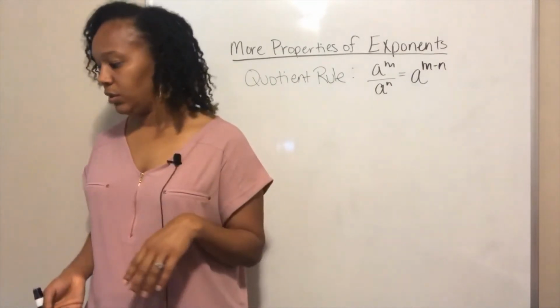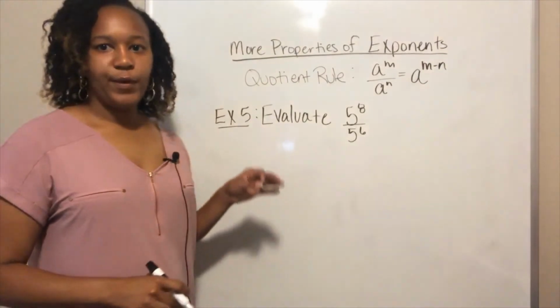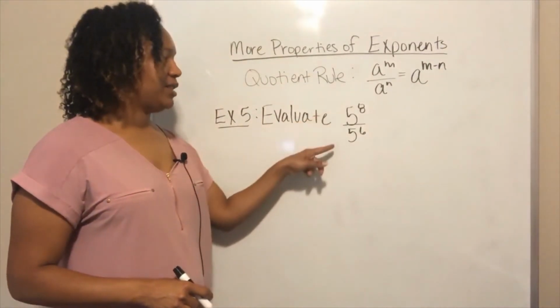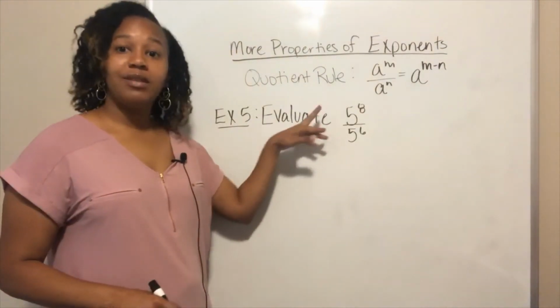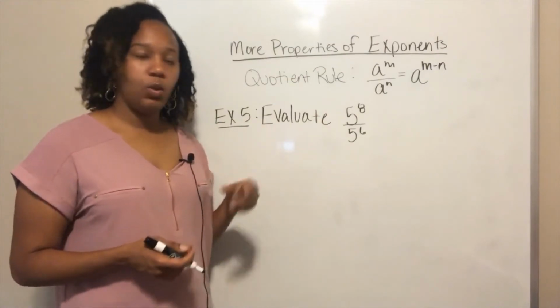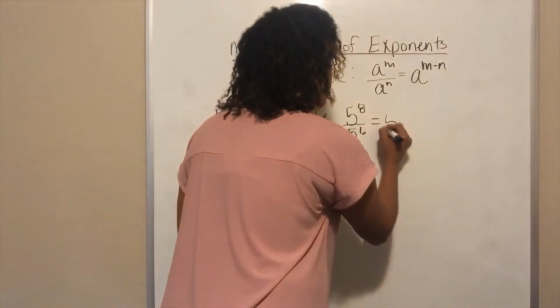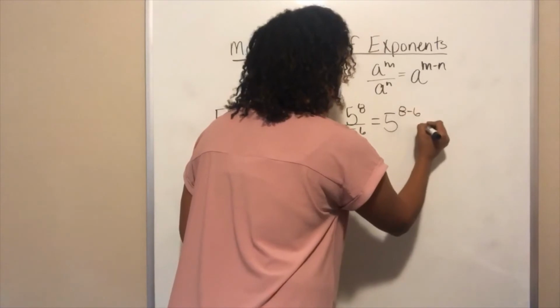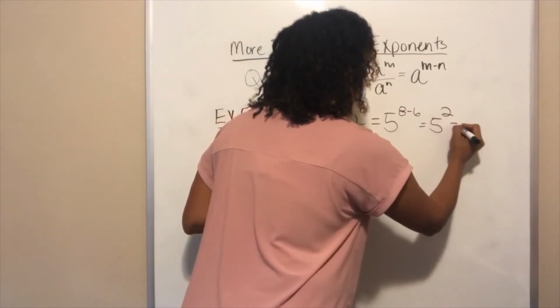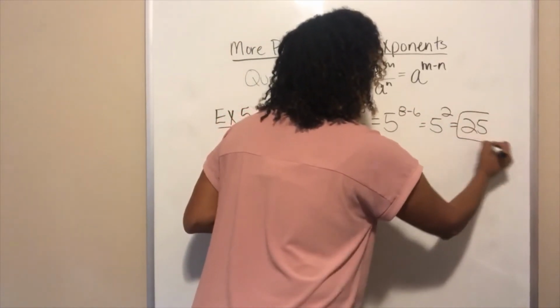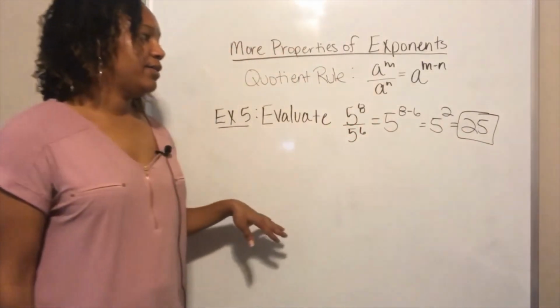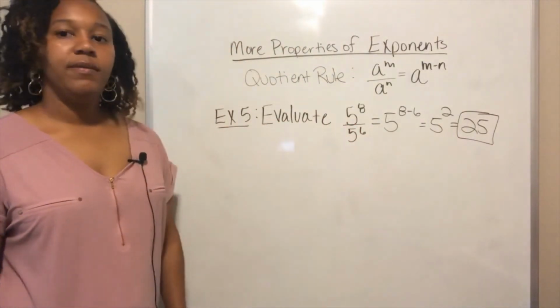by subtracting those exponents. So for example 5, we want to evaluate 5 to the 8 divided by 5 to the 6. They have the same base, they're being divided, so we can use the quotient rule. So we would combine those two by subtracting the exponents, and that becomes 5 to the 2nd power, which is equal to 25. So that ends up being 25.